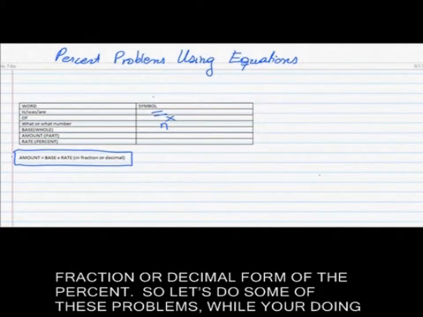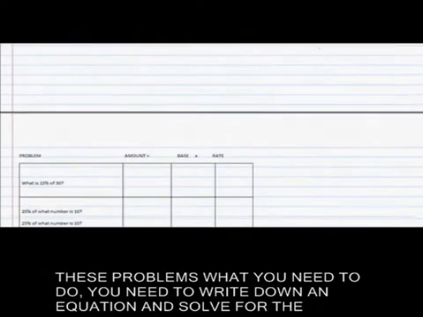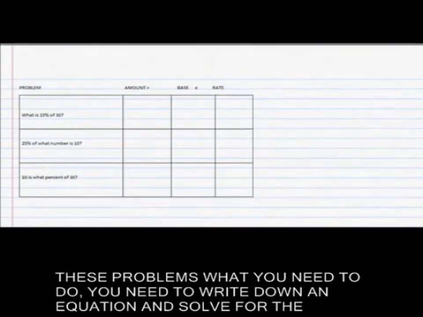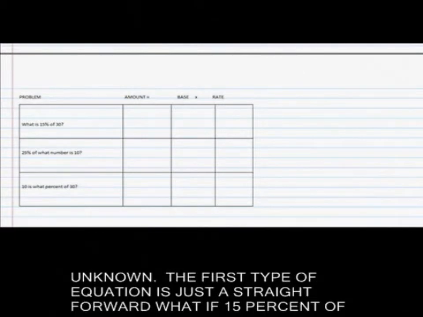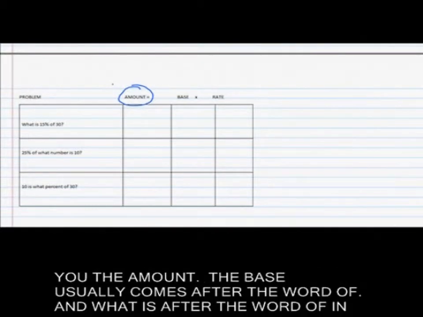So let's do some of these problems. While you're doing these problems, what you need to do, you need to write down an equation and solve for the unknown. The first type of equation is just a straightforward, what is 15% of 30? Now, the amount is unknown. If you're looking at it, what is 15% of 30? So they're asking you the amount.